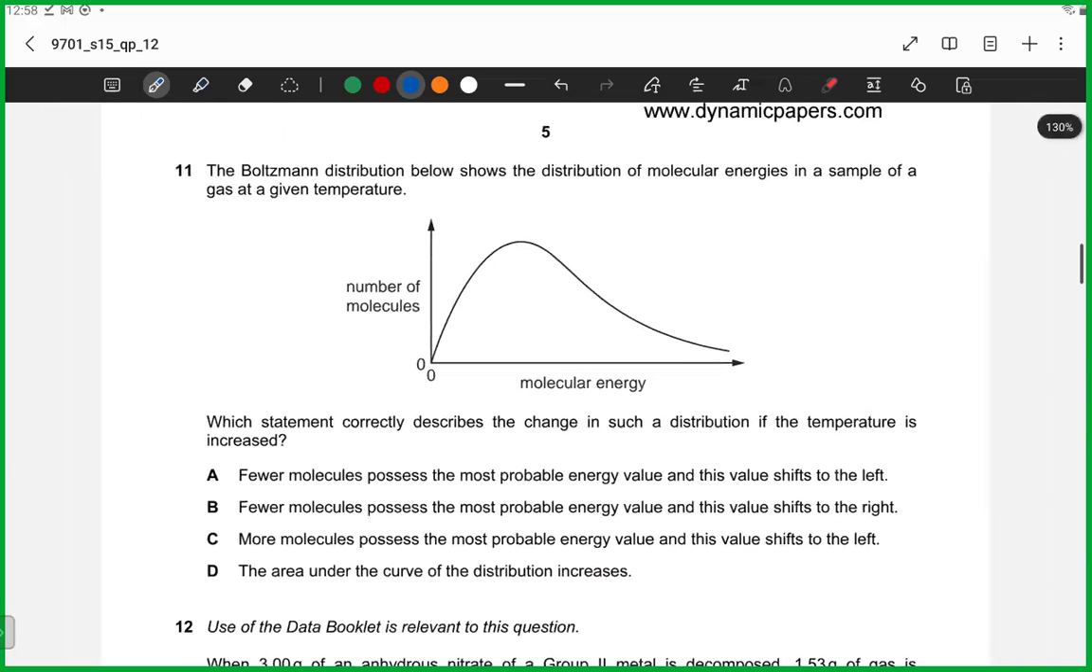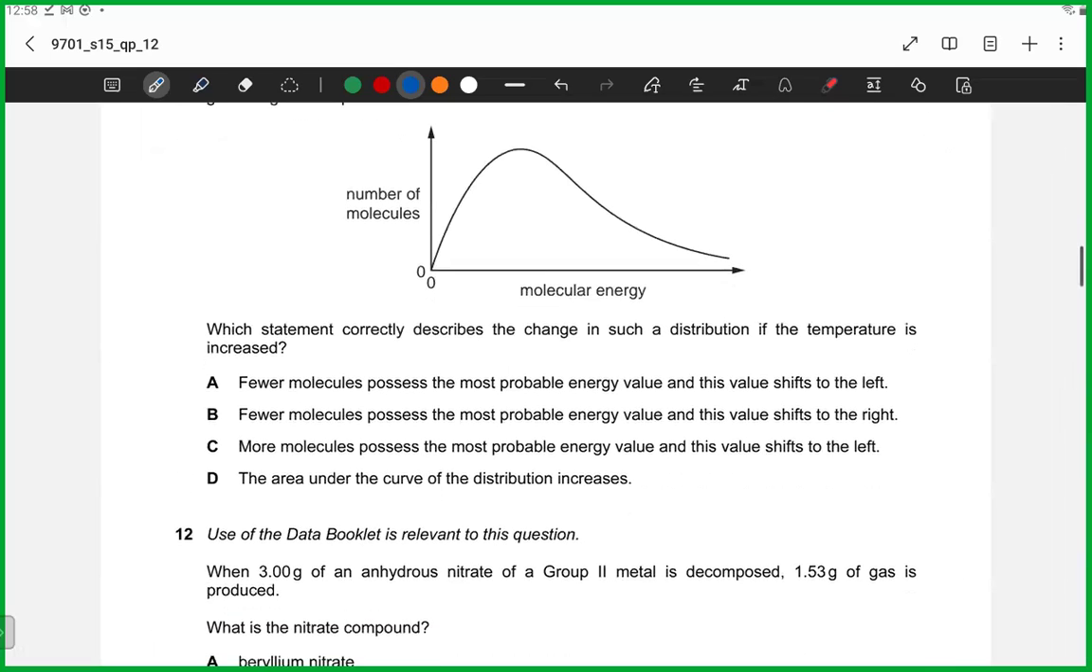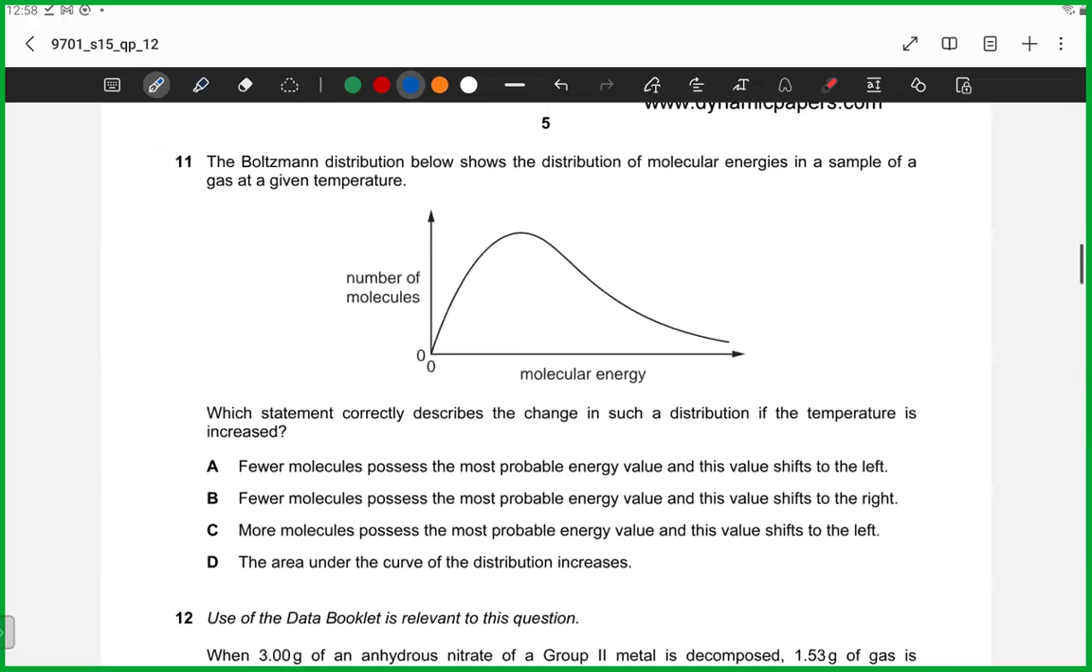So then you've got the Boltzmann distribution below, which shows the distribution of molecular energies in a sample of a gas at a given temperature. Which statement correctly describes the change in such a distribution if the temperature is increased? So it says when the temperature is increased, right? So your curve shifts to the right. That's what's happening. Yeah.